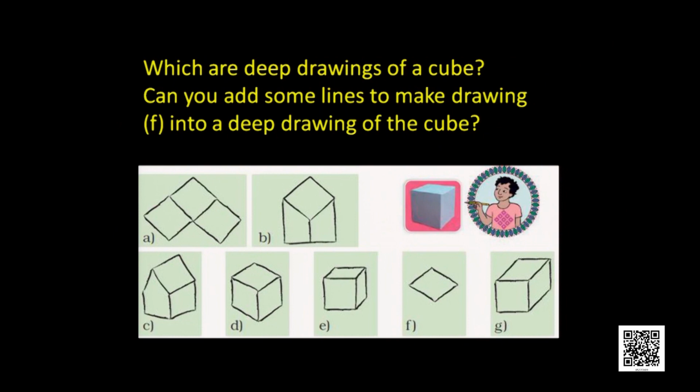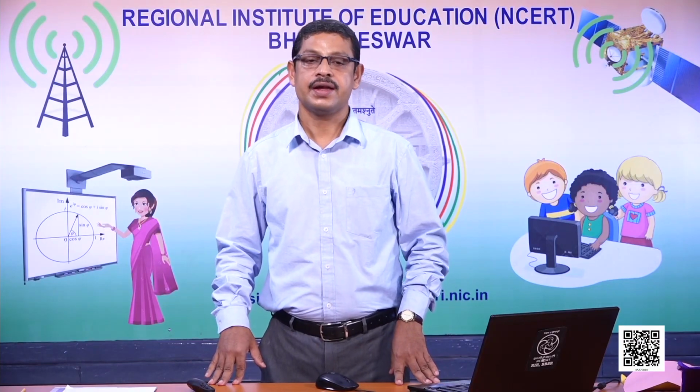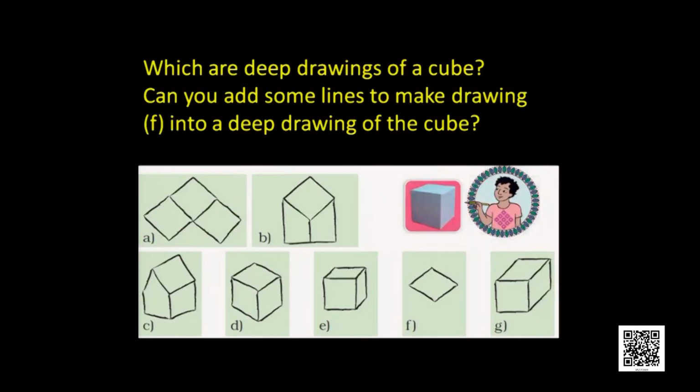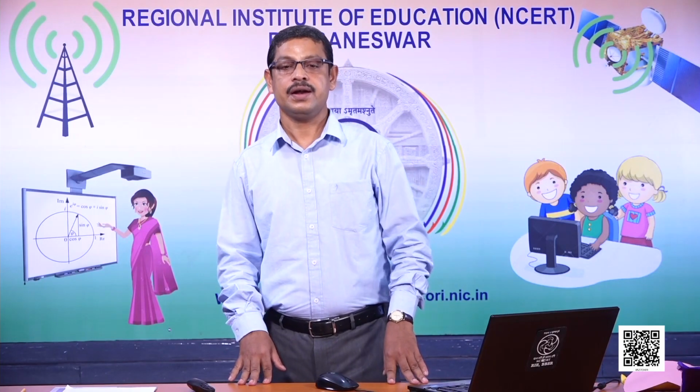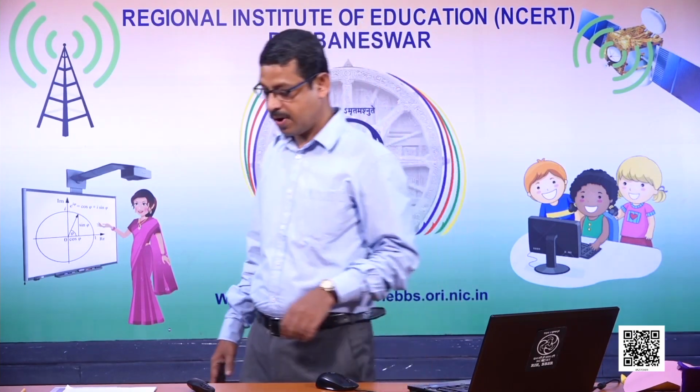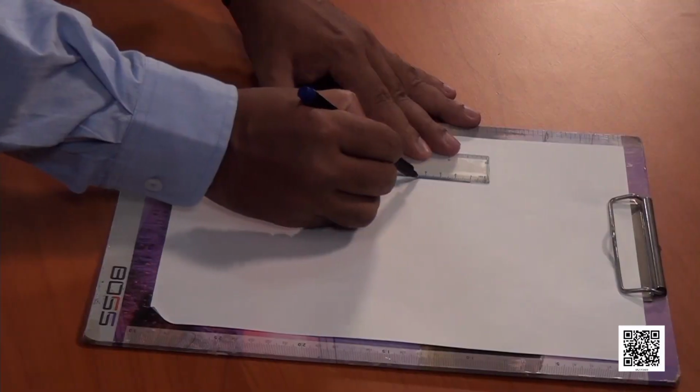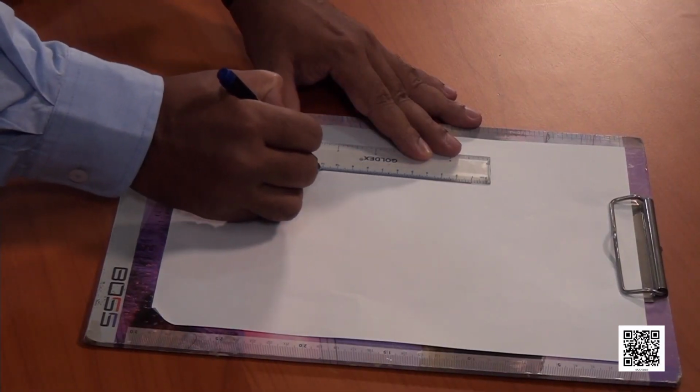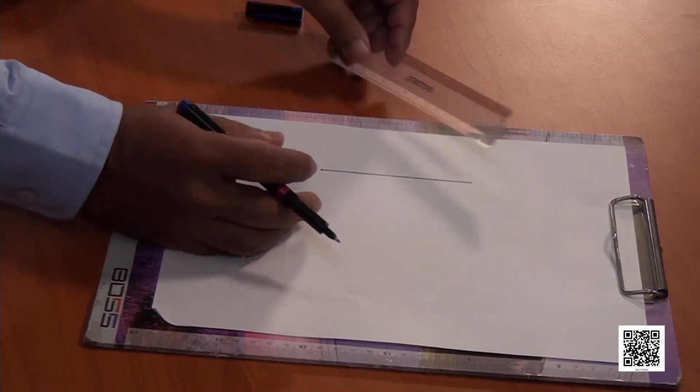Now, can you add some more lines to make the drawing into a deep drawing of a cube? You see the figure F, we have to make it into a deep drawing. Let me draw it. How am I drawing it? And I am getting a cube from one face. I am taking 10 centimeter here also.